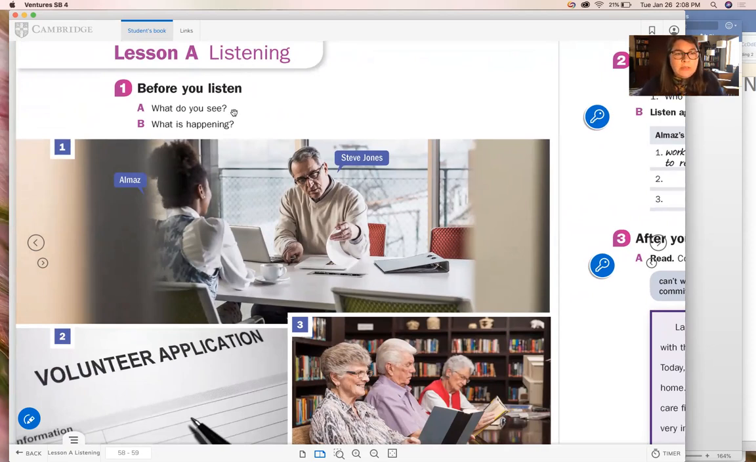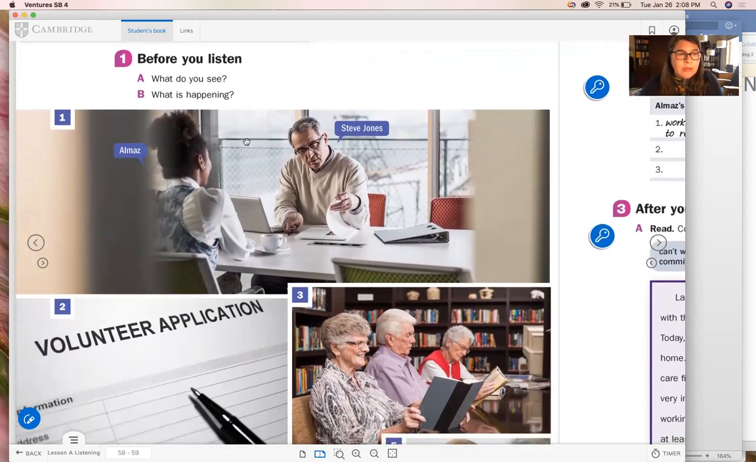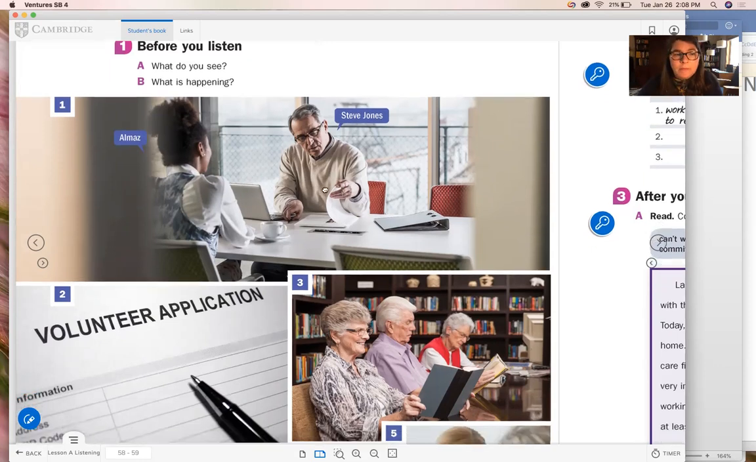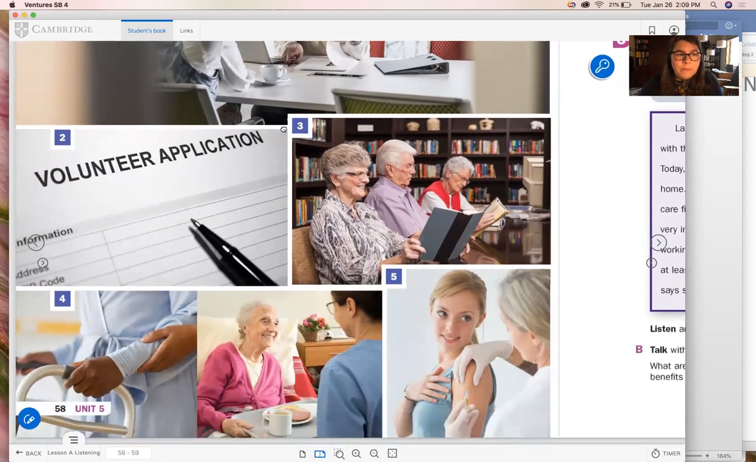So right here, what do you see? What is happening? In the first picture, we have Almaz and Steve Jones. And where are they? I don't know where they are. Maybe an office, at school, someplace like that. Not in their house, I don't think. And Steve Jones is looking at a brochure, some information maybe. Picture number 2, here we go. Volunteer application. It's where you put your information when you want to volunteer, right?